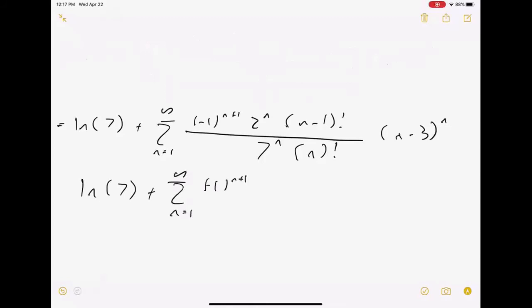My alternating term, I got 2 to the n, 7 to the n. All right, so I can write that as (2/7)^n, if that makes you more comfortable. I want everything to be nice and clear. All right, and then let's see what else I got. I got (n-1)! over n!. How can I simplify that? That's just 1 over n. Okay. And then last thing is my (x-3)^n. Okay, so a bit simpler, right? So let's consider this guy.